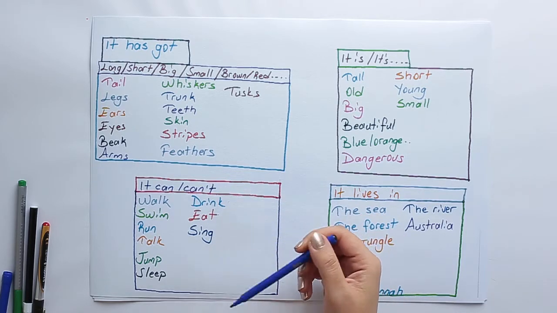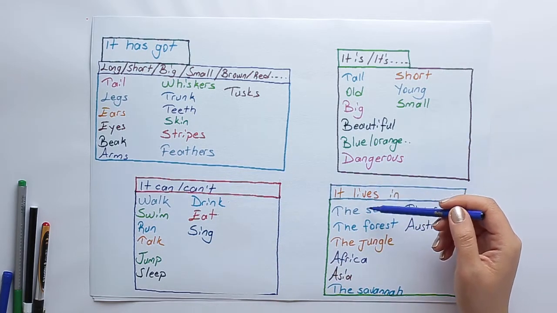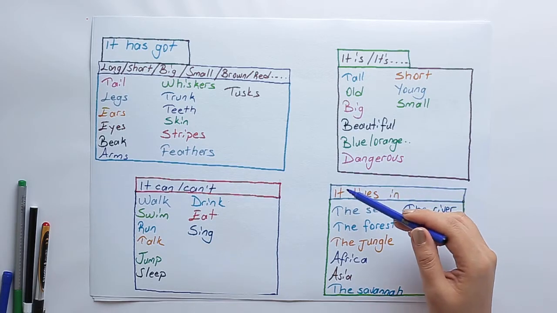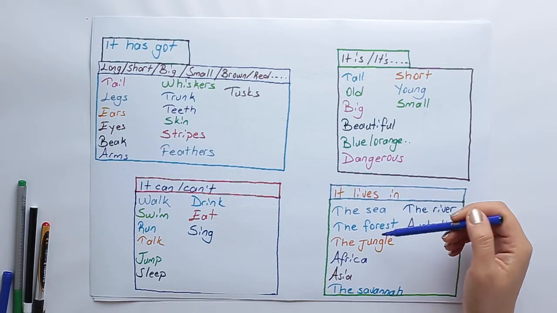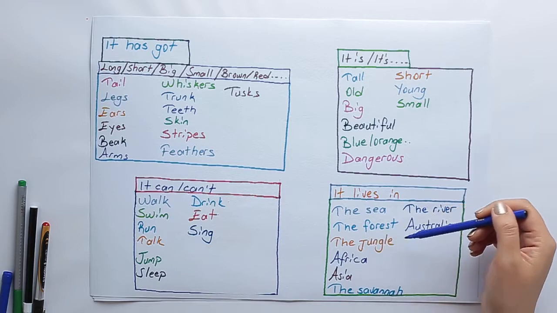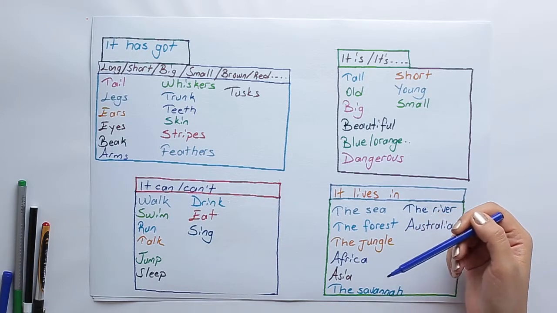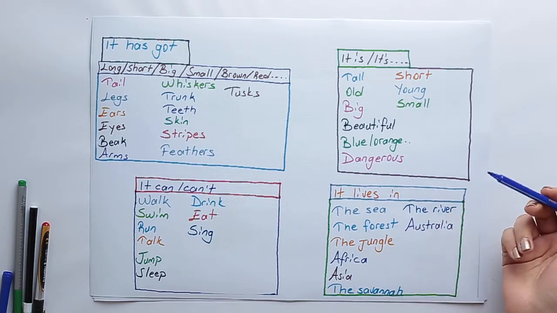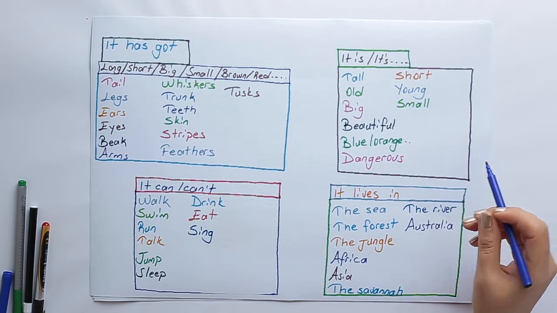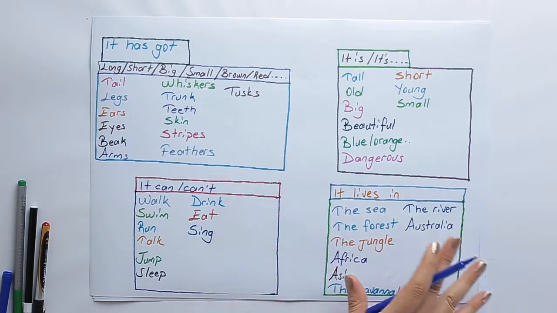They are only some examples. And where do they live? It lives in the sea, in the forest, the jungle, Africa, Asia, savanna, the river, or Australia.